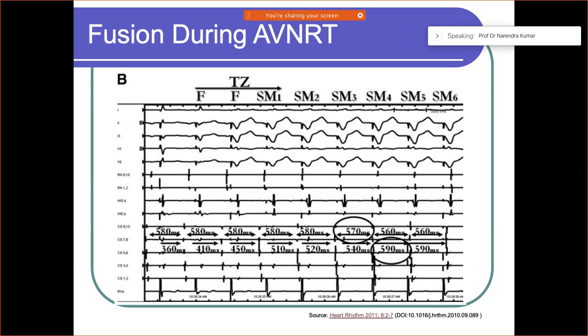So in this as well, what happens is two things we should always keep in mind. In atypical AVNRT, the atrial timing is not altered and the SA does not become fixed until the SM3 and SM4 respectively, and that too well after the end of the transition zone, in fact.